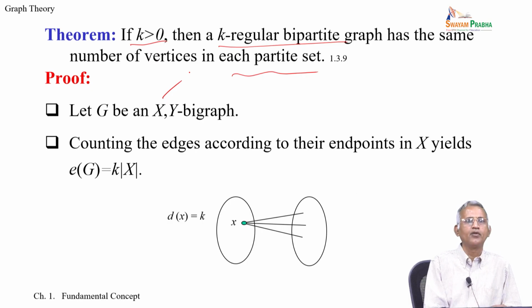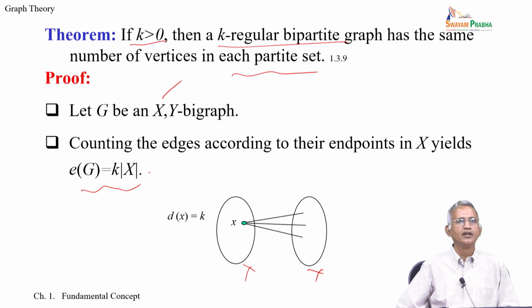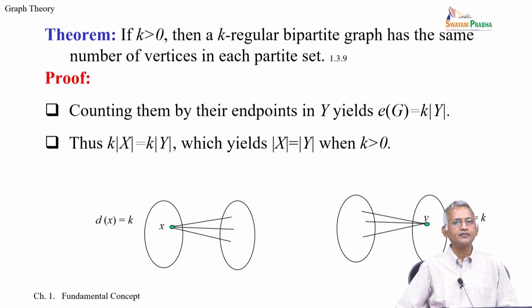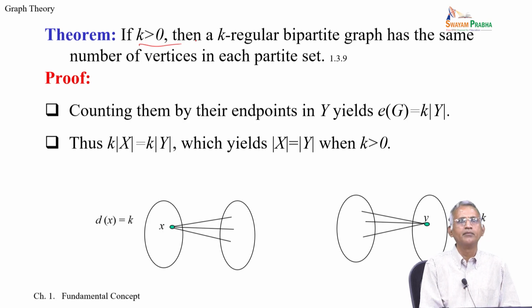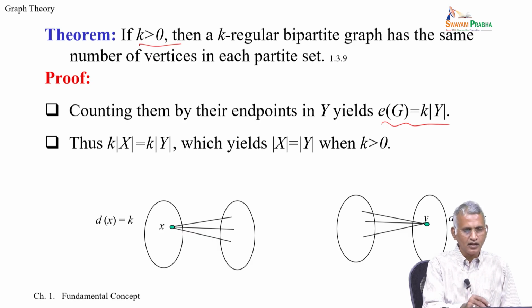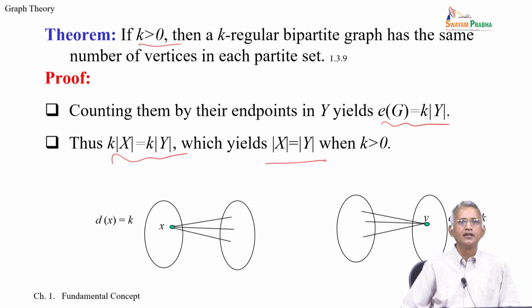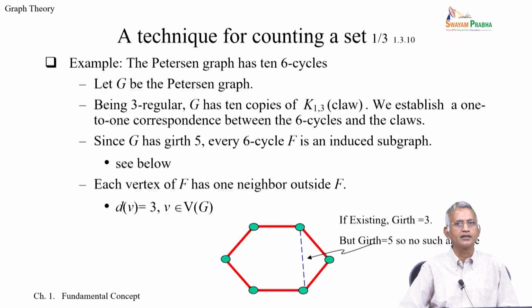Let G be an X,Y-bigraph. Counting the edges according to their endpoints in X yields e(G) = k|X|. Similarly, counting by endpoints in Y gives e(G) = k|Y|. So k|X| = k|Y|, which implies |X| = |Y|. Therefore, a k-regular bipartite graph has the same number of vertices in each partite set.